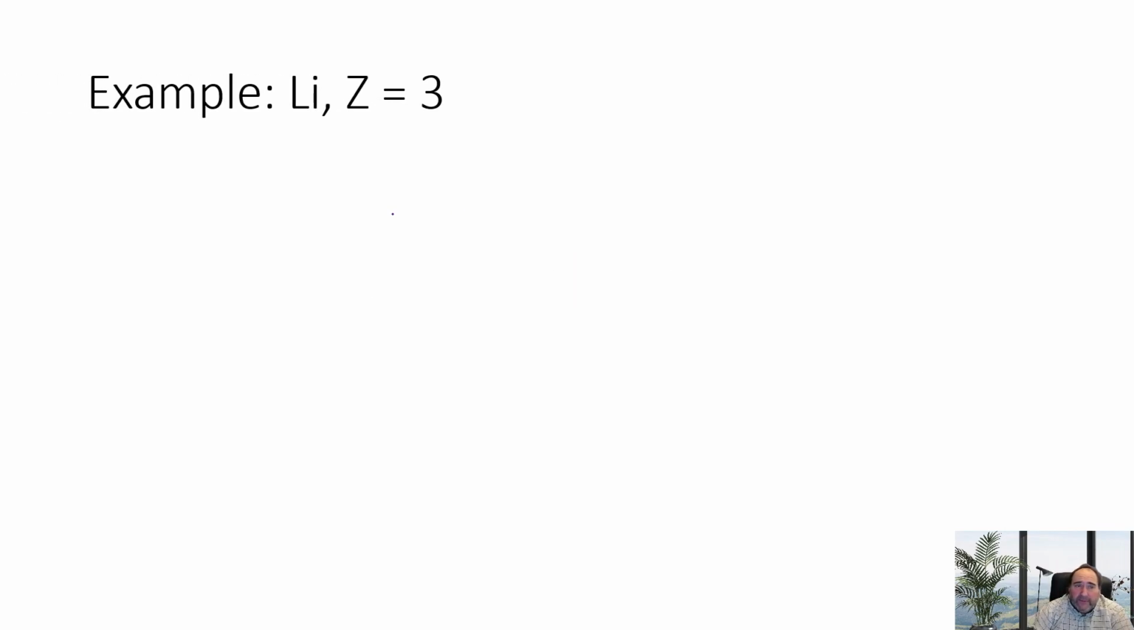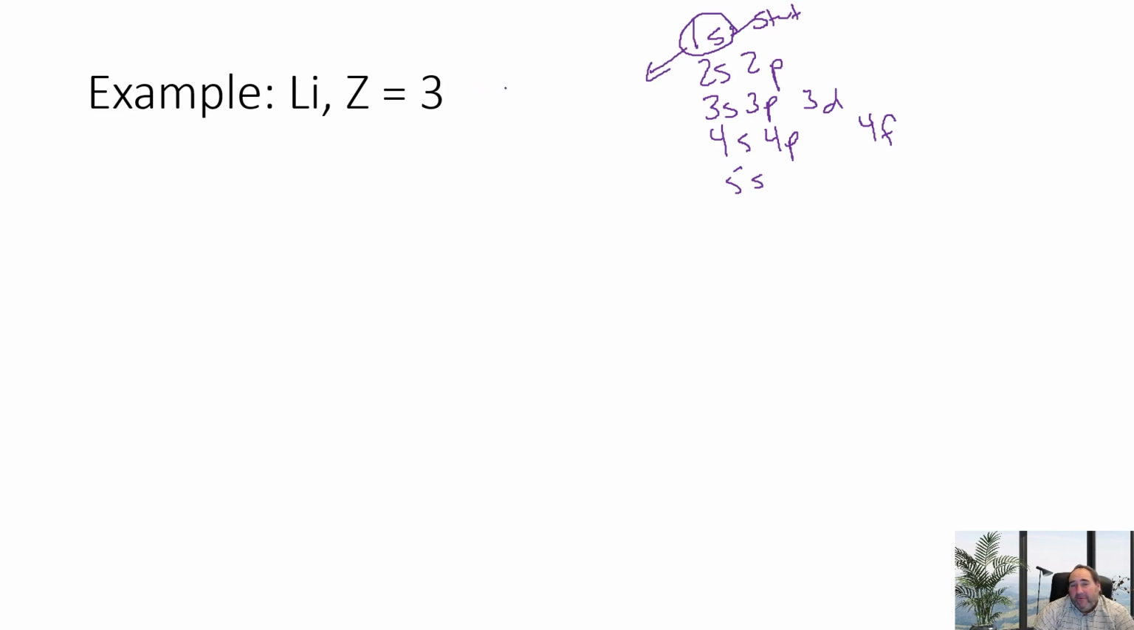Continuing on to our next one, which is lithium. If we take a look at our little chart, 1s, 2p, 3d, 4f, 2s, 3s, 4s, 5s, 3p, 4p. I think that's enough for what we need so far. So starting up here, we're going to come here, and that's going to be 1s2. That is going to be full at that point.